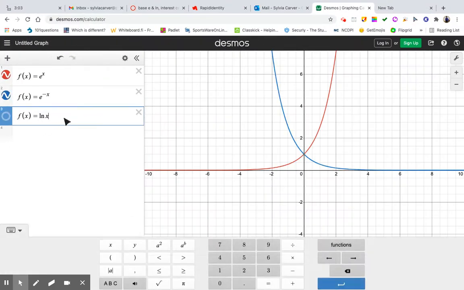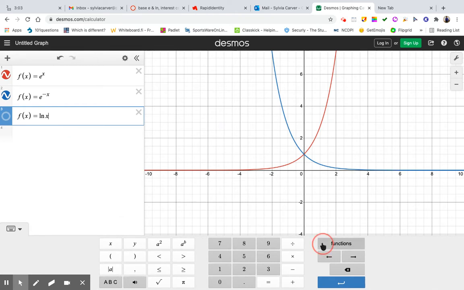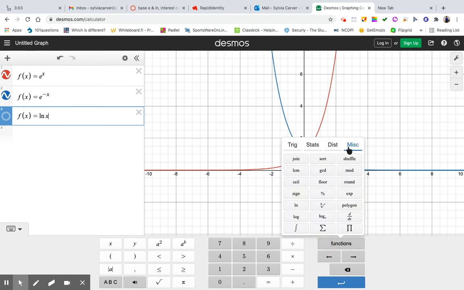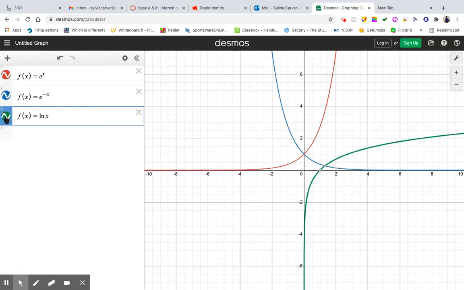I had already pre-typed these in before I started the video, but if you go underneath functions, misc in your Desmos, you'll see the LN button where my pointer is moving. You'll see the regular log, you'll see your log base e and all that good stuff. So I've already typed this in and there it is. This looks just like a regular logarithmic function. It's just a special kind.